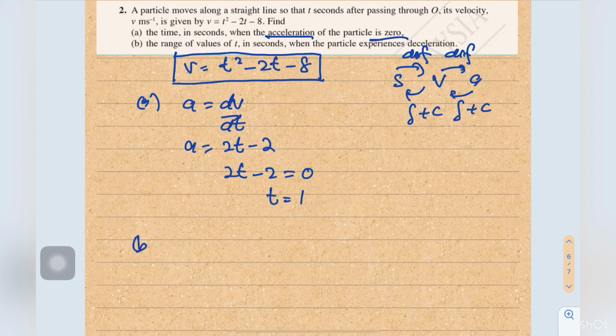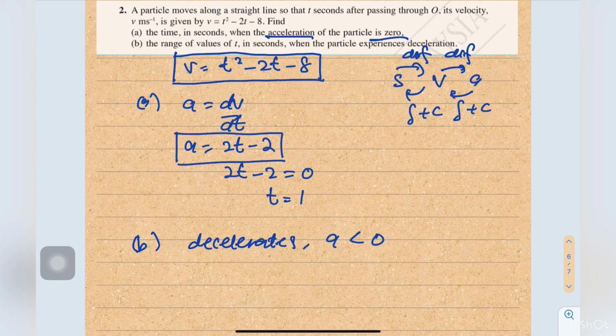Okay, B, find the range of values of t in seconds when the particle experiences deceleration. So decelerates. Okay, decelerates, A less than 0. Okay, so this is A. So less than 0: 2t minus 2 less than 0. Then t less than 1. But don't forget t is always positive. So you must put the range t more than or equal to 0.